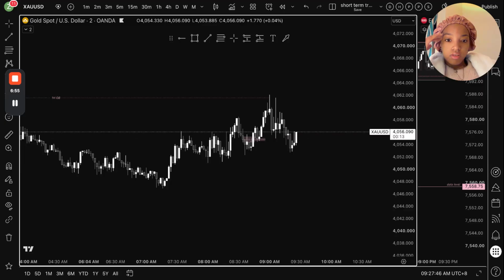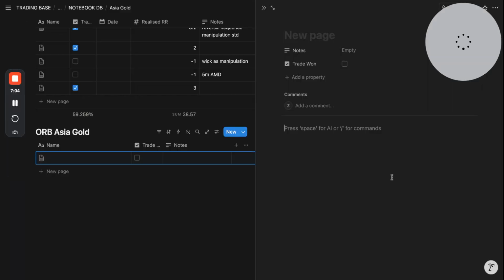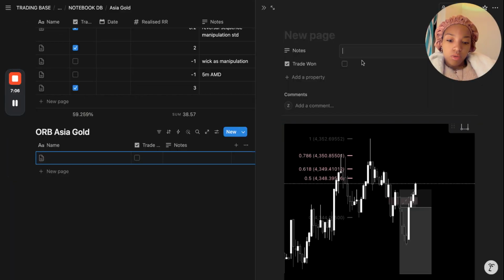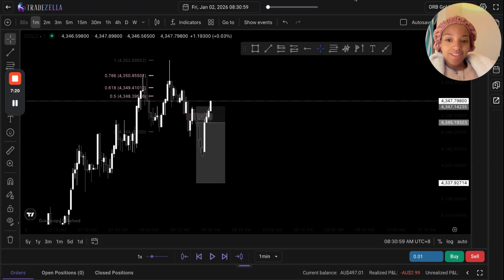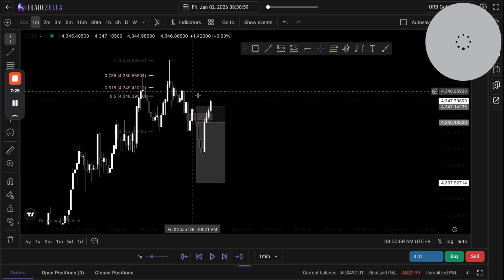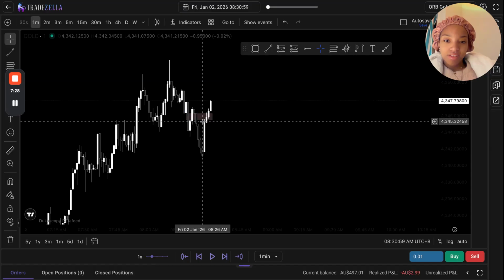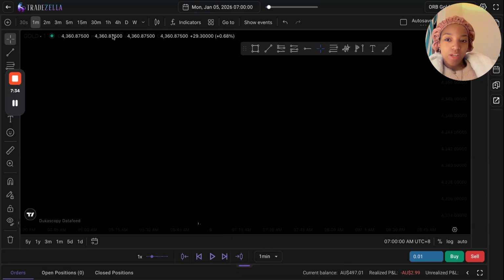Oh, this is live charts. I don't really see anything. Trade not won. Reversed at 2-minute low. We're down $2. So we reversed at the 2-minute low. Trade was not won. Let's go to the next day and we'll see if there's like a pattern. That's what we're trying to do, pattern recognition here.